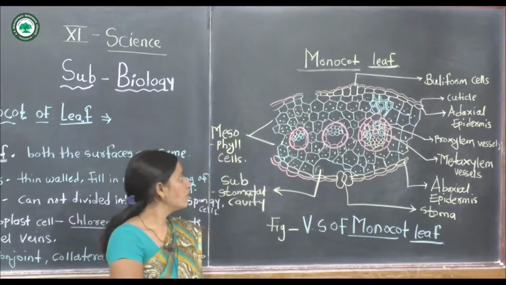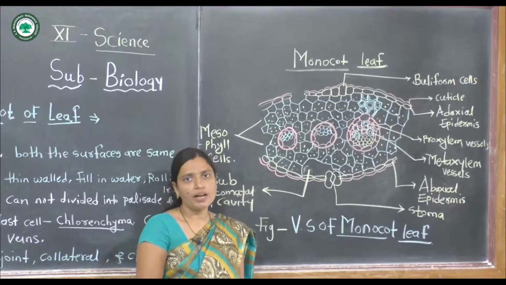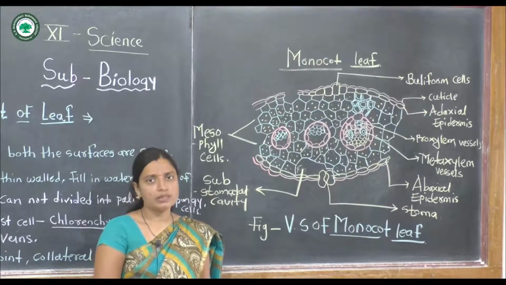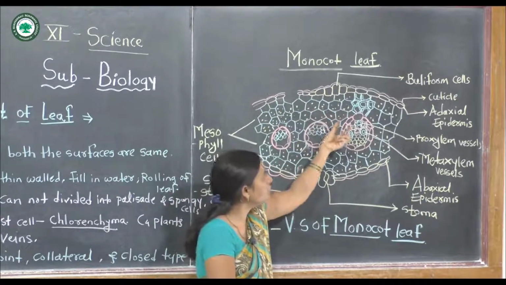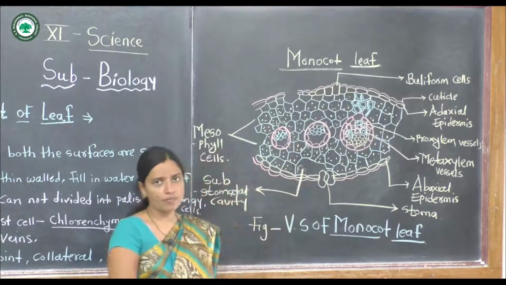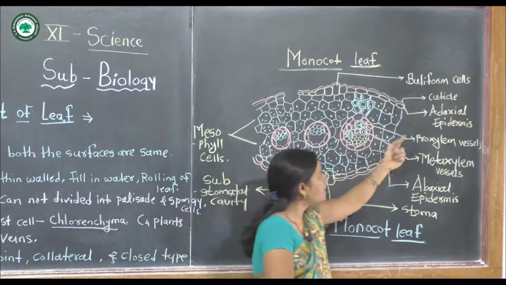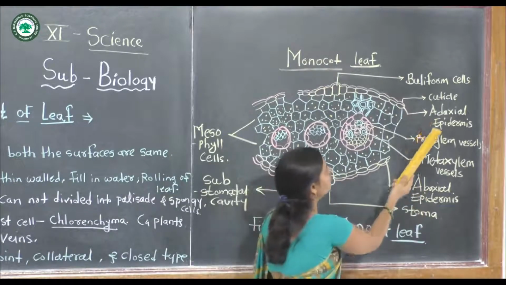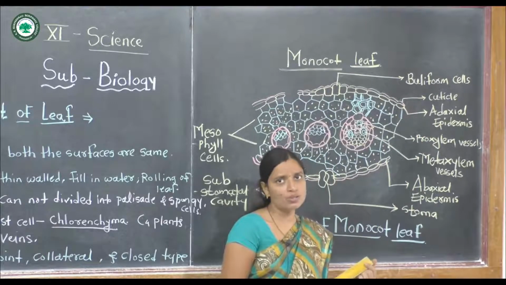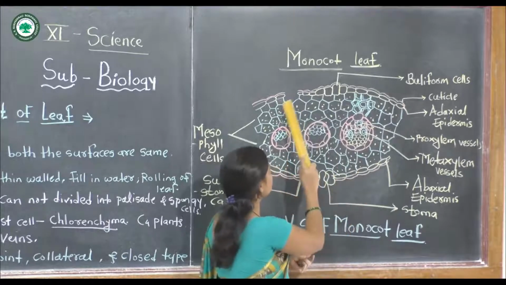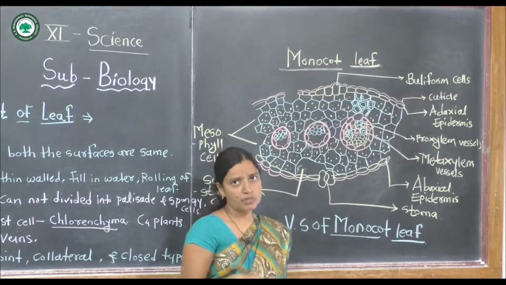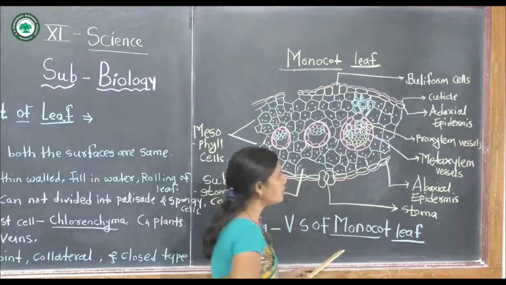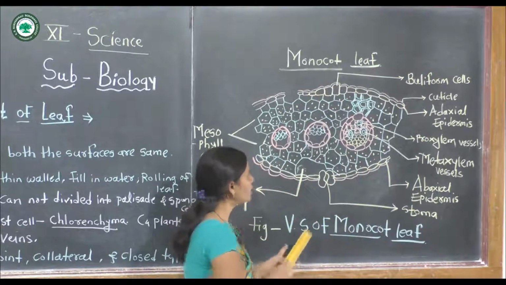Now, the anatomy of the monocot leaf shows the different parts of its internal structure. The monocot leaf shows different layers: an upper epidermis and a lower epidermis. The epidermis is a single-layered structure. The upper epidermis is called the adaxial epidermis. Adaxial means stomata are not found in this epidermis, meaning stomata are absent. But in the lower epidermis, on the lower side, stomata are present.